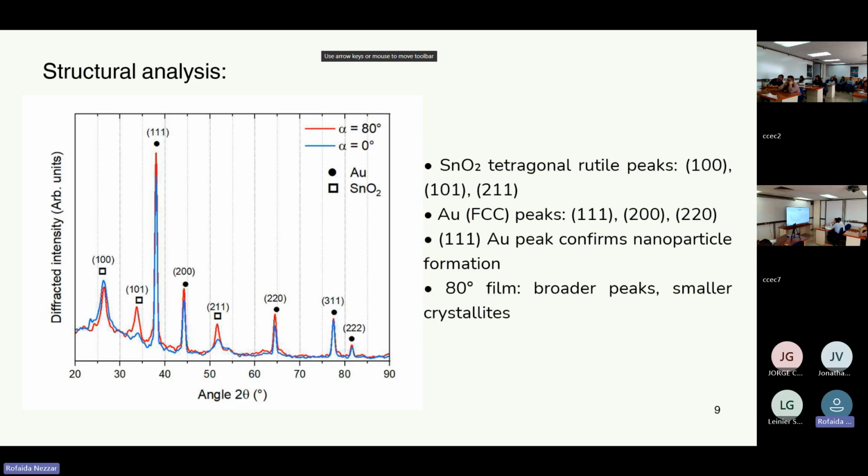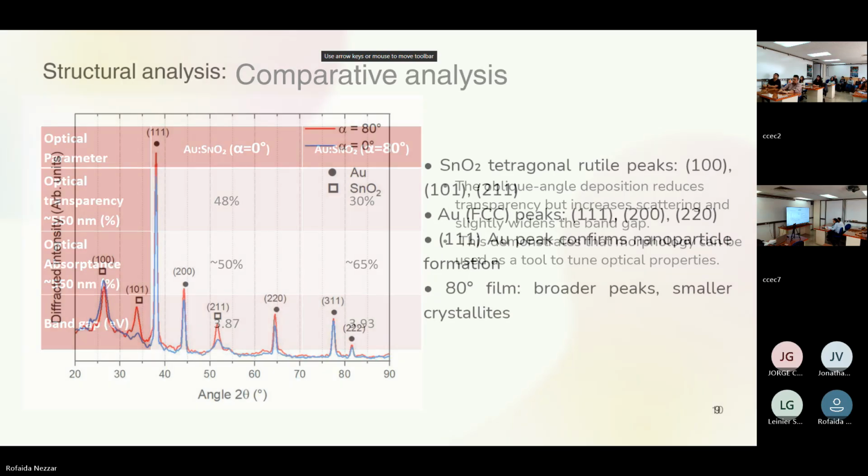Now, the strong 111 reflection confirms the formation of gold nanoparticles. And in the 80-degree film, the peaks are broader and much less intense, which indicates smaller crystallites and increased microstrain that are consistent with the columnar structure. These structural features directly explain the optical behavior that we observed earlier.